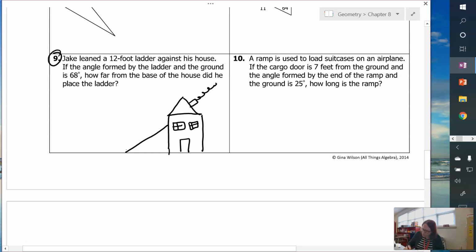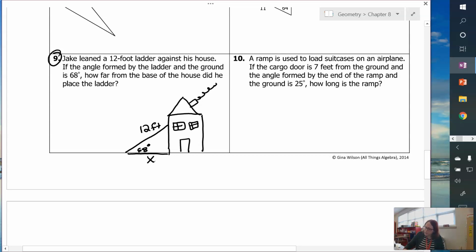It says the ladder is 12 feet long. So that's 12 feet long. The angle formed by the ladder and the ground is 68 degrees. So this is 68 degrees. How far from the base of the house did he place the ladder? So that's x down there.